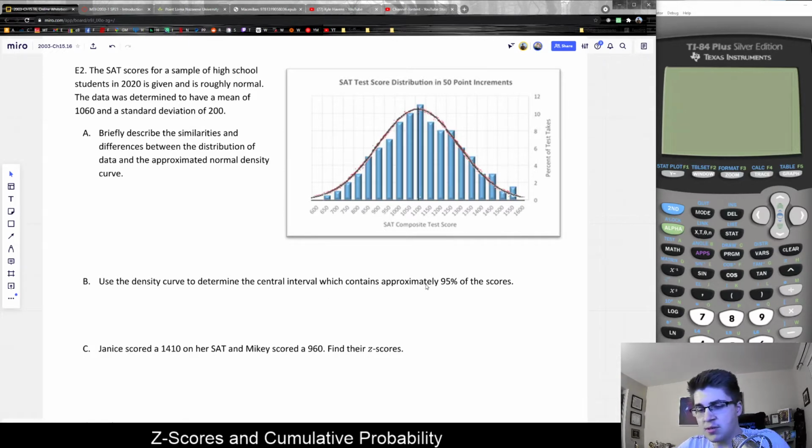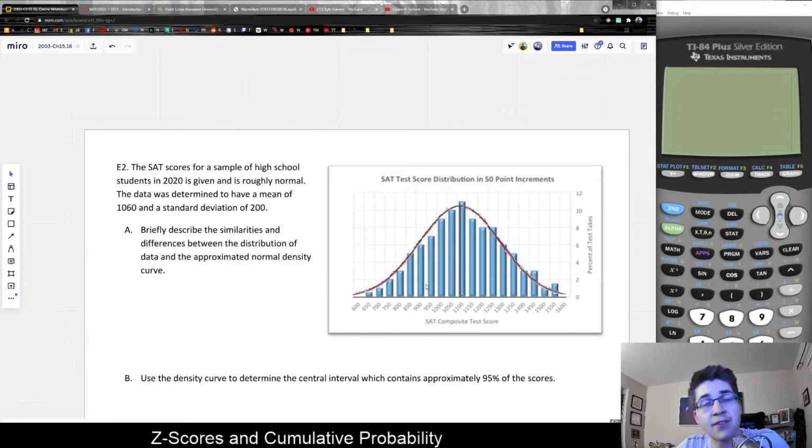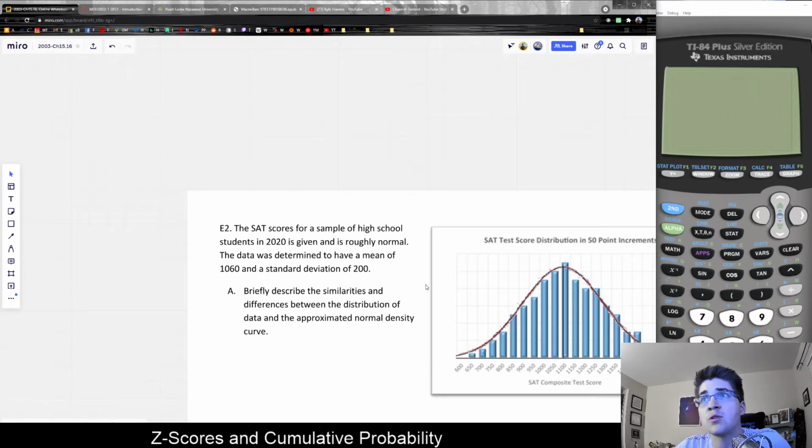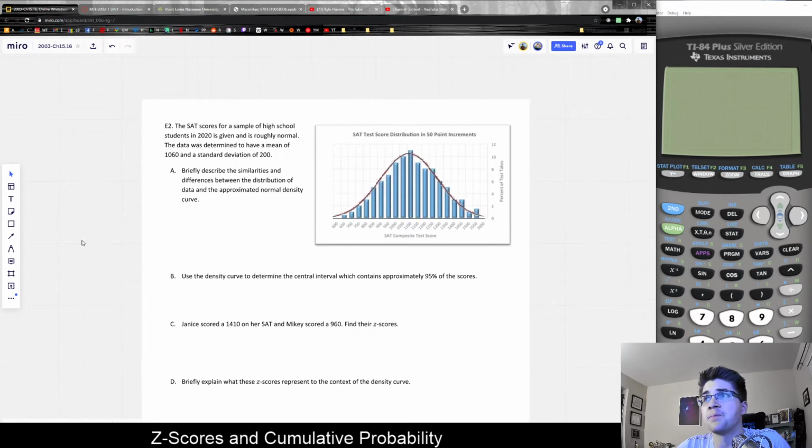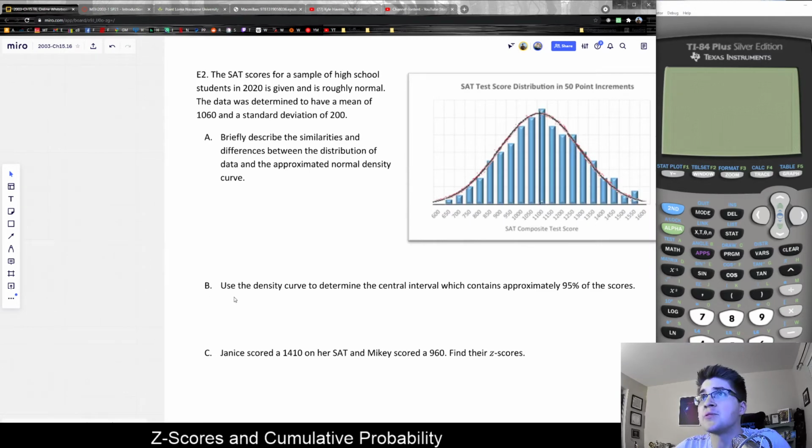But using the 68, 95, 99.7 rule, we know that 68% of scores, I don't know what's happening, sorry. That 68% of scores, it's because I didn't lock this.